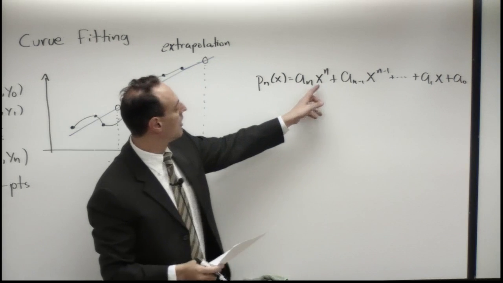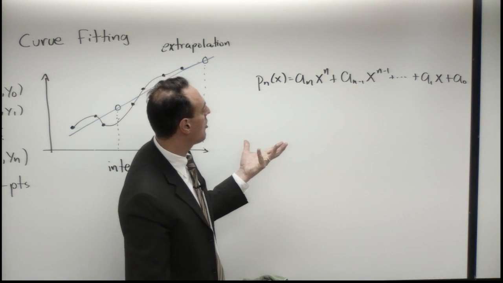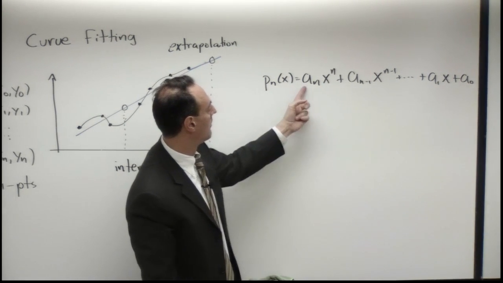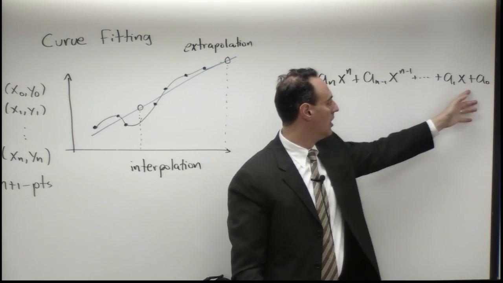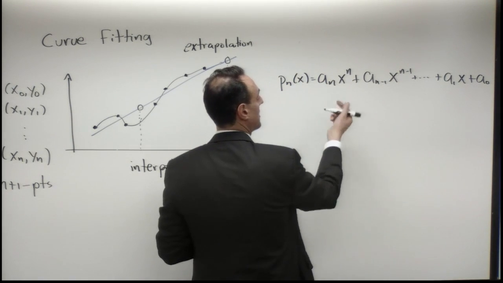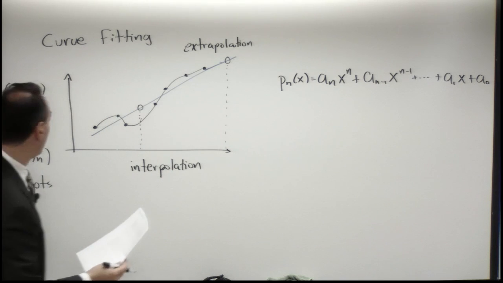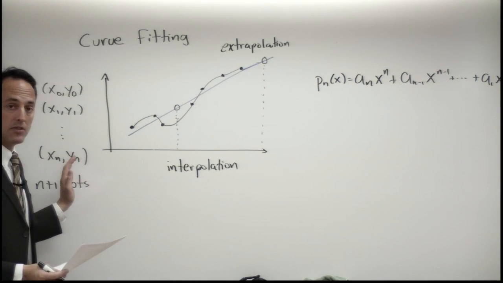There's an nth degree polynomial. And notice, how many coefficients do I not know? a_n, a_(n-1), all the way down to a_0. So there are n plus 1 coefficients that I don't know. And by the way, there are n plus 1 points. These are the constraints.